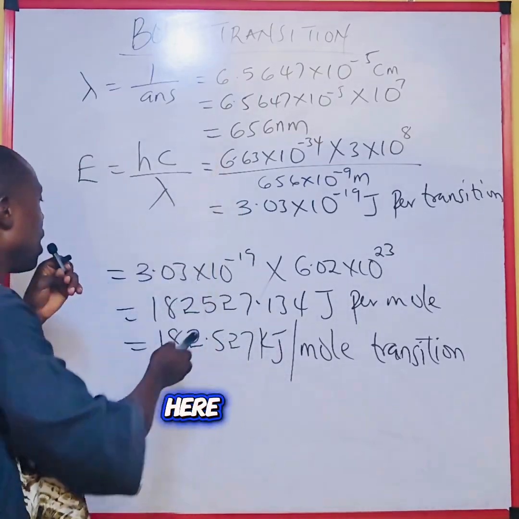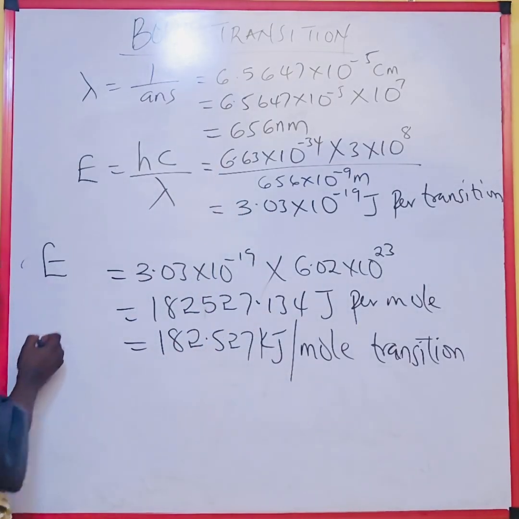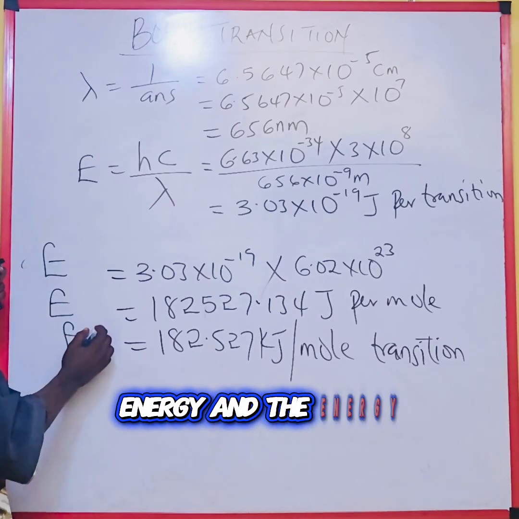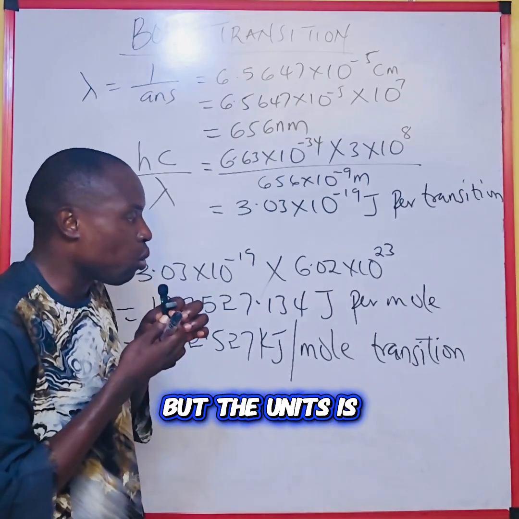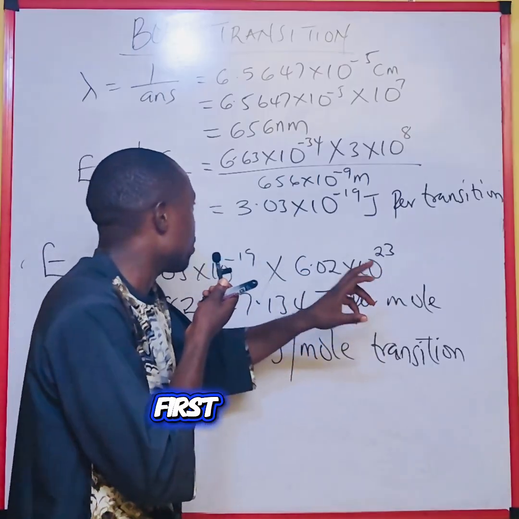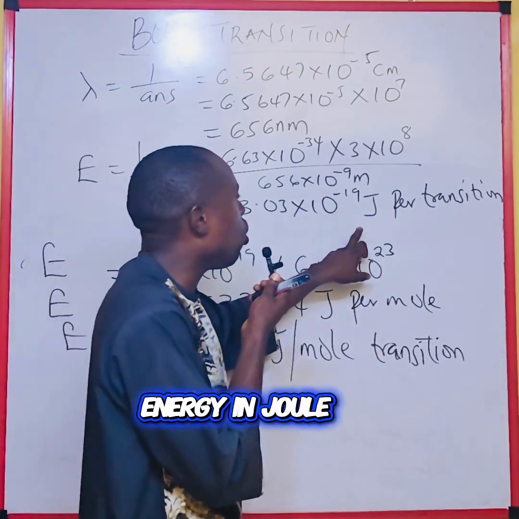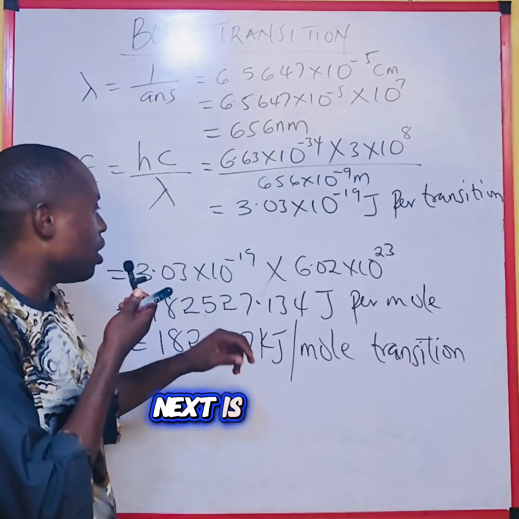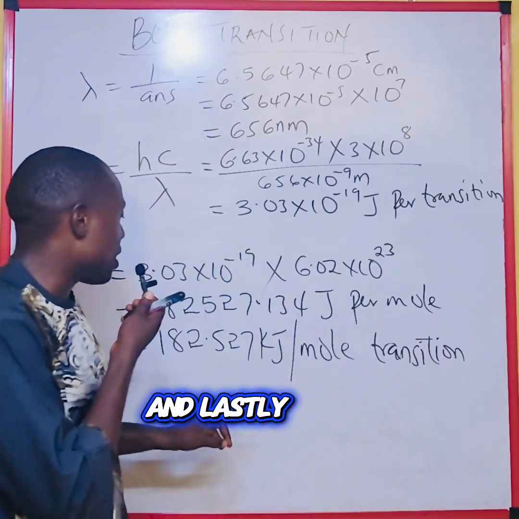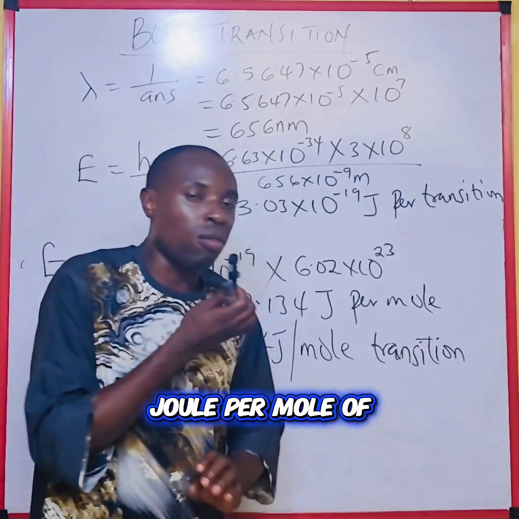Look at the steps here. This is the energy, and the energy, but the units are what differ. First, we got our energy in joule per transition. Next is joule per mole. And lastly, in kilojoule per mole of the transition.